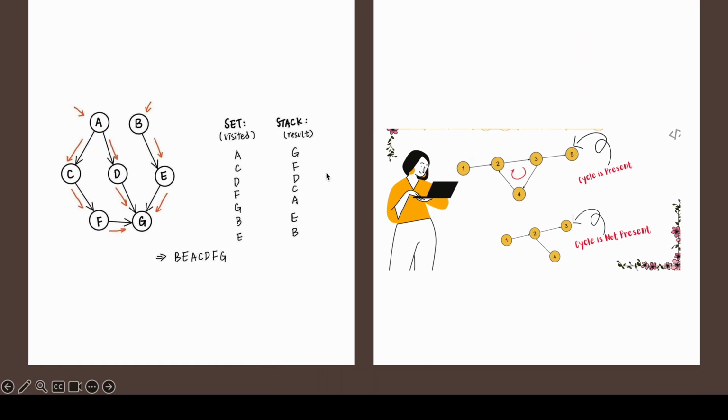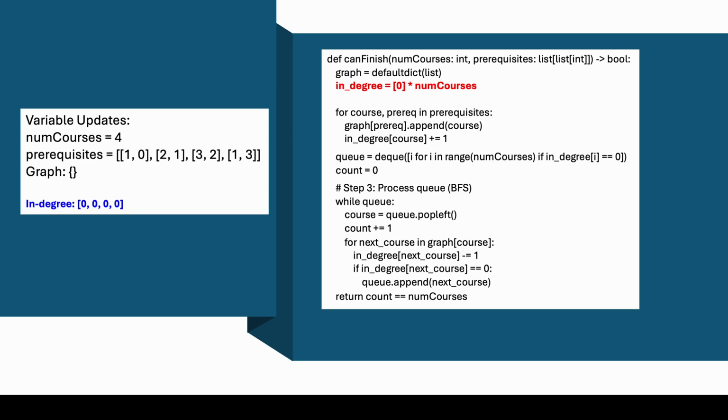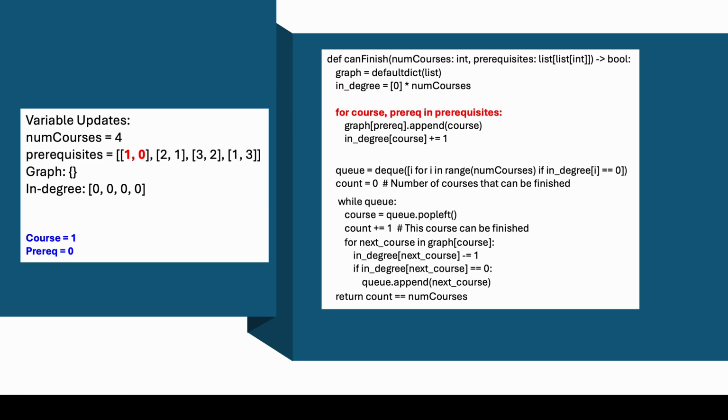All right, so let's walk through a quick example. Again, as we did before, this is how we build a graph. First is an empty dictionary or hash map. And now we're going to initialize in-degree to show if there's any dependency. Currently it is 0. Now we're going to go through the prerequisites.